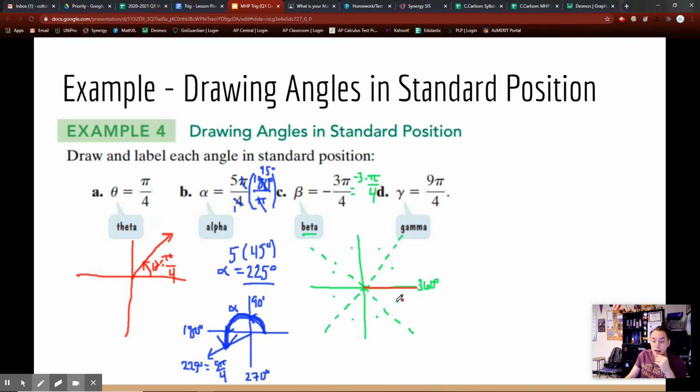So now, guess what? I just have to count 3 pi over 4s. 1, 2, 3. Where does my angle lie? It lies right here. This is my terminal side, and this is negative 3 pi all over 4. This is beta. So that is how you do it without transferring into degrees first.